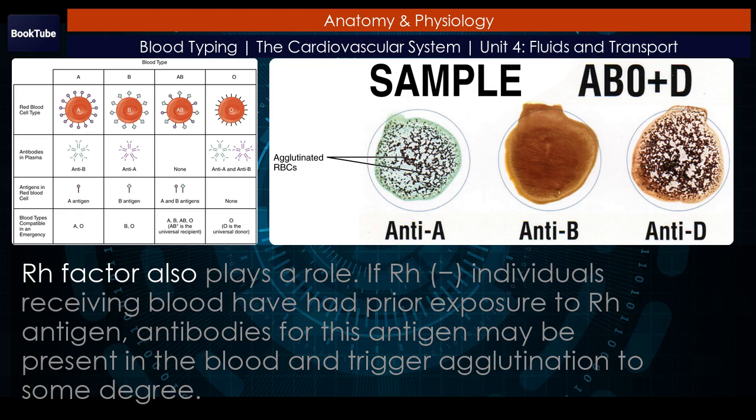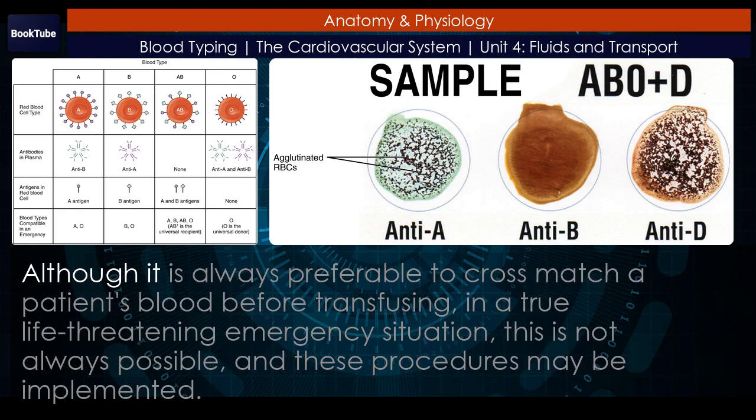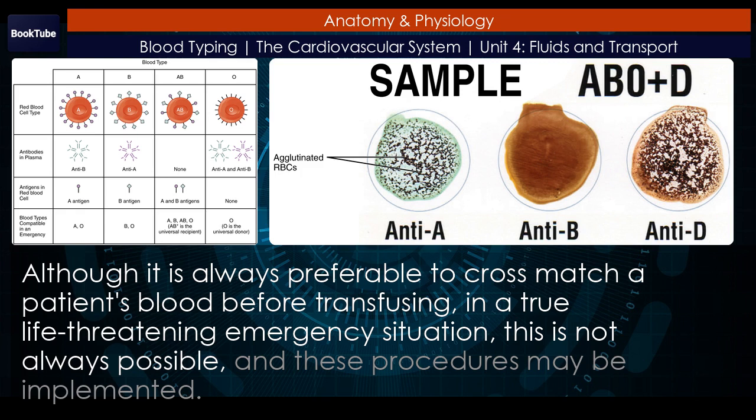Rh factor also plays a role. If Rh- individuals receiving blood have had prior exposure to Rh antigen, antibodies for this antigen may be present in the blood and trigger agglutination to some degree. Although it is always preferable to cross-match a patient's blood before transfusing, in a true life-threatening emergency situation, this is not always possible, and these procedures may be implemented.